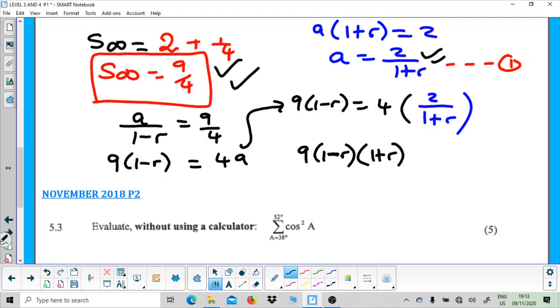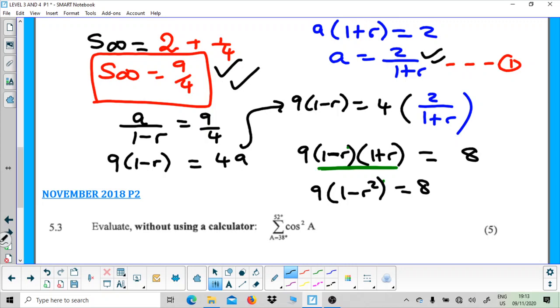Are we together? Okay, so what is 4 times 2? Sorted there. And the good part is that this thing here is a difference of 2 squares. So you just go and you square these ones. That's what you do to get the answer. So you have 9 here multiplied by 1 minus r squared is equal to 8.